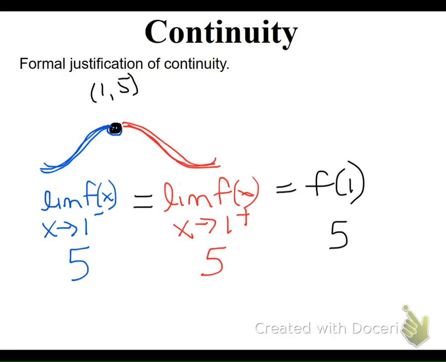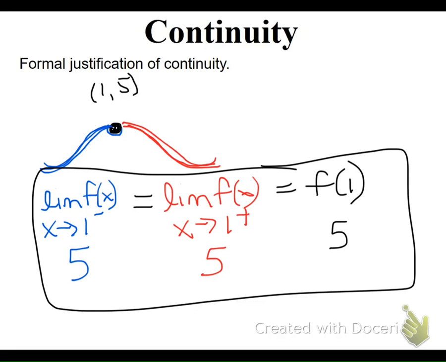So on your test, the first three questions, this was the justification you had to write. It wasn't at 1 for all of them. It was different things. Then if you say something is not continuous, you just say which piece of this is broken.